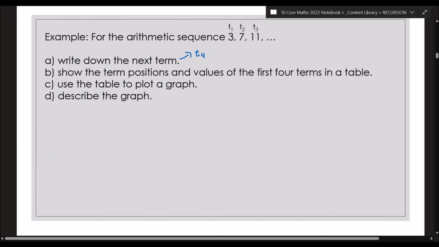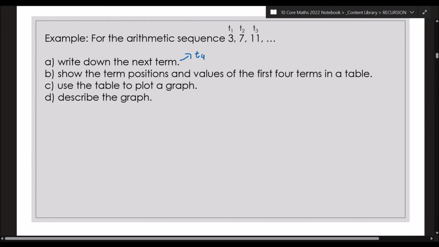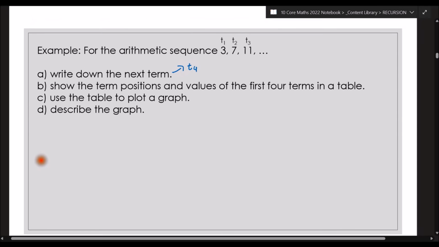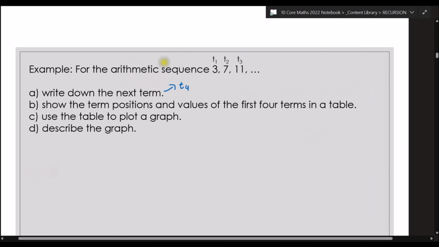Okay, so let's do the first one. Write down the next term. In order to do that, we need to first figure out what is the common difference. So let's quickly work that out here.